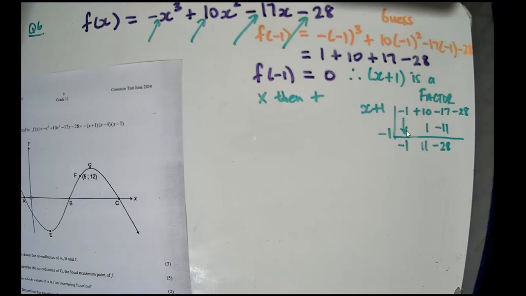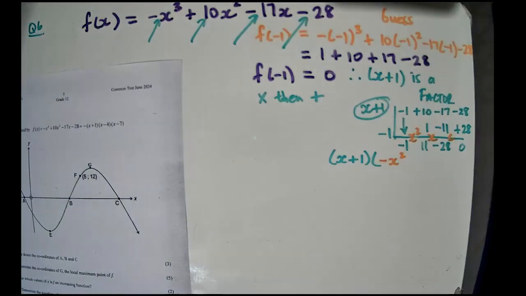Now minus 1 times minus 28 will give me plus 28. Adding those two, minus 28 and plus 28, because they have opposite signs, same number, gives 0. This means that x plus 1 is a factor because I have an answer of 0. Now this is x squared, x, and the constant, and I write them in my bracket: minus 1 x squared, plus 11x, minus 28.